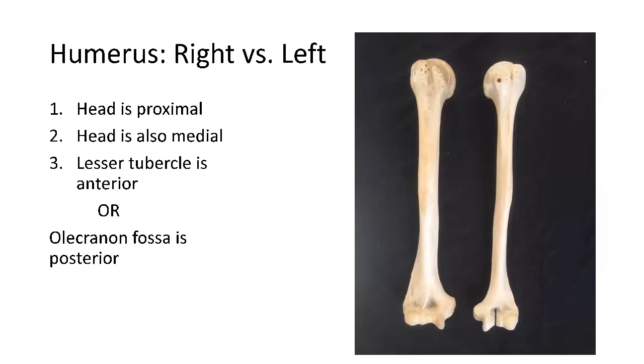How do you tell right from left humerus? Here are photos. Obviously, these are not from the same person. They're not matched. But to tell right from left humerus, the head is proximal. The head is also medial. You can use the same landmark for two things. And then for anterior versus posterior, the lesser tubercle is anterior. Or if you look at the posterior side, you would see the olecranon fossa. So that's right from left humerus.